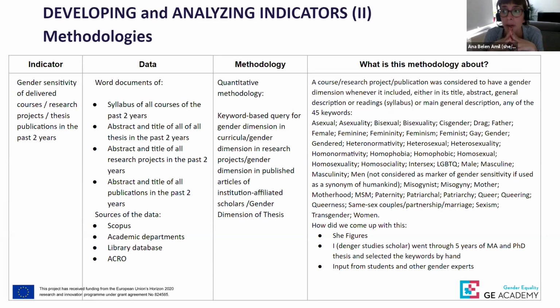And how did we do this? So how is this methodology, and what was it about when we put it together? A course, a research project, a publication, or a thesis was considered to have a gender dimension whenever it included in its title, abstract, general descriptions, or readings, in this case the syllabi or their main general description, any of the 45 keywords. These are the 45 keywords.